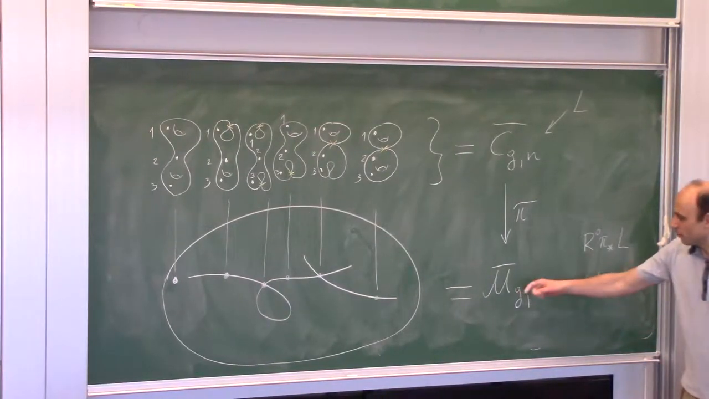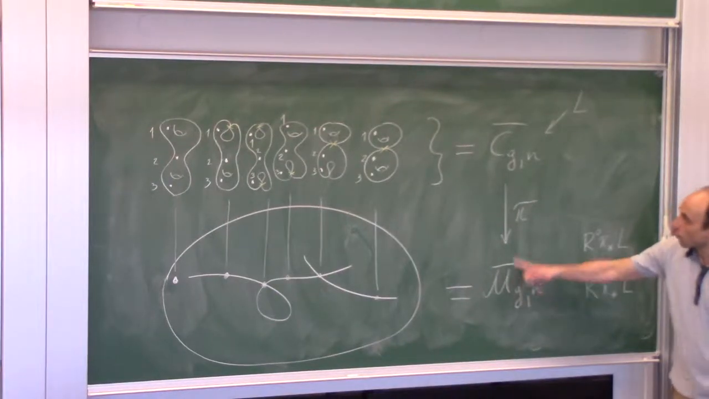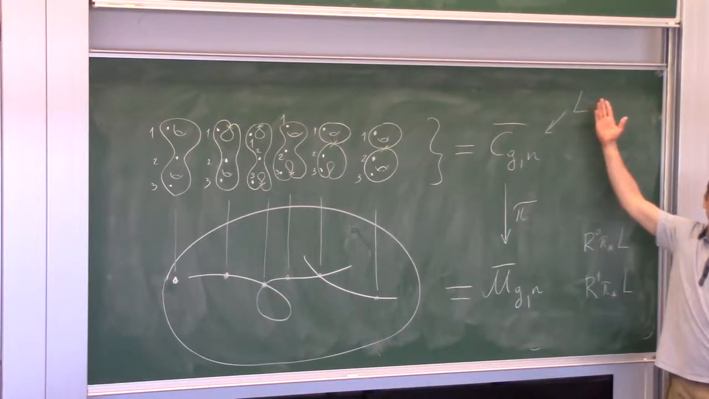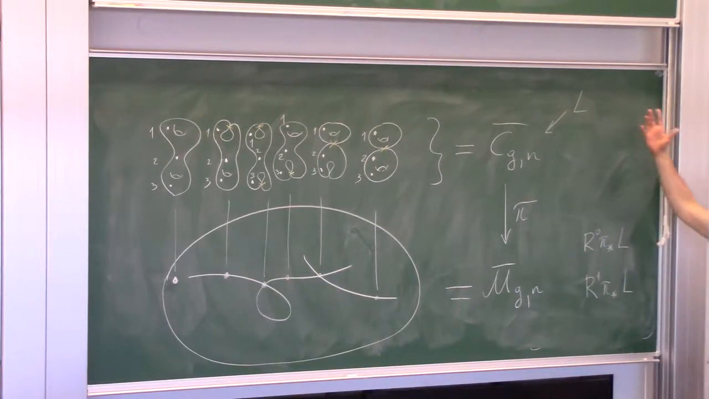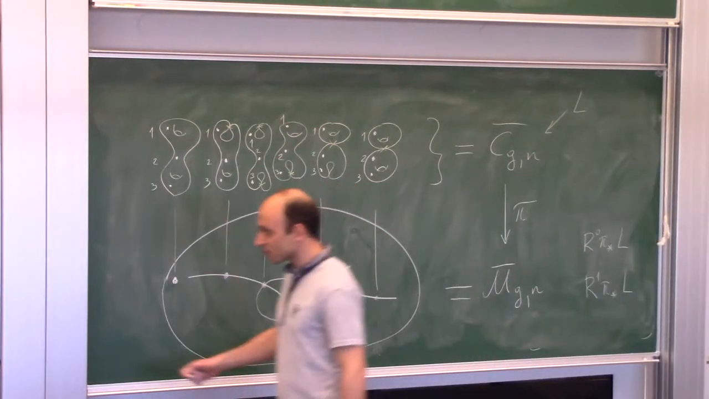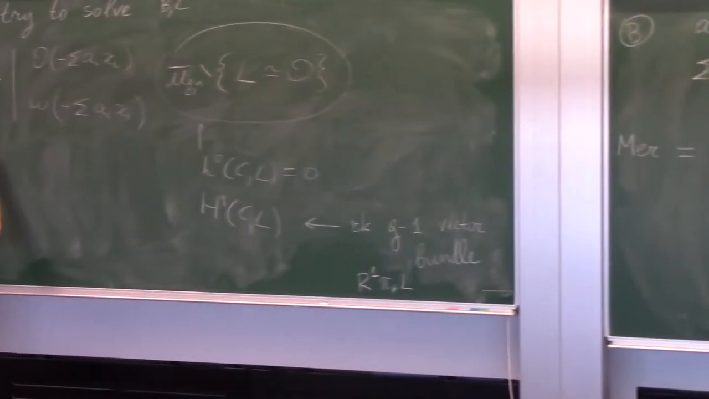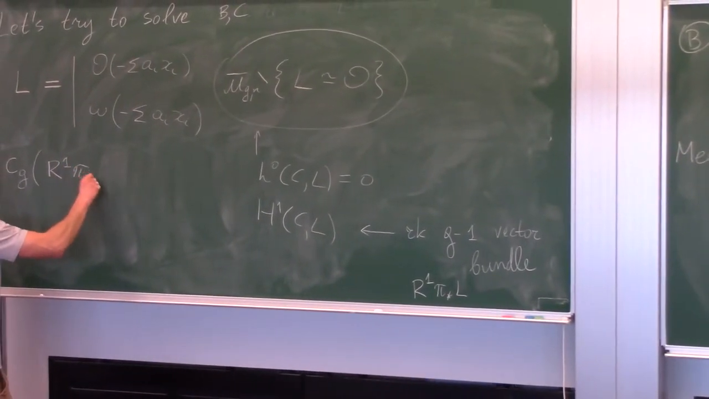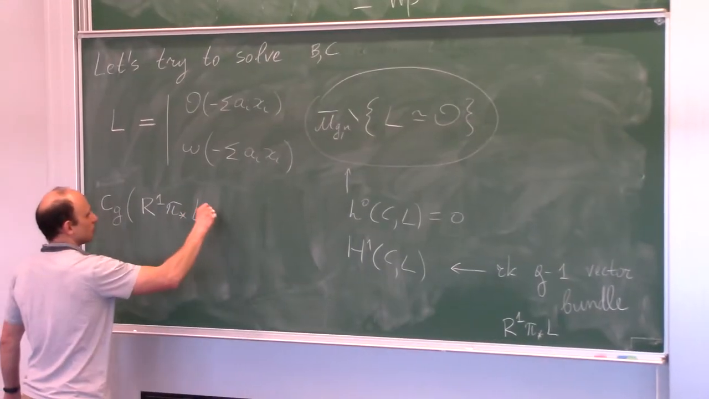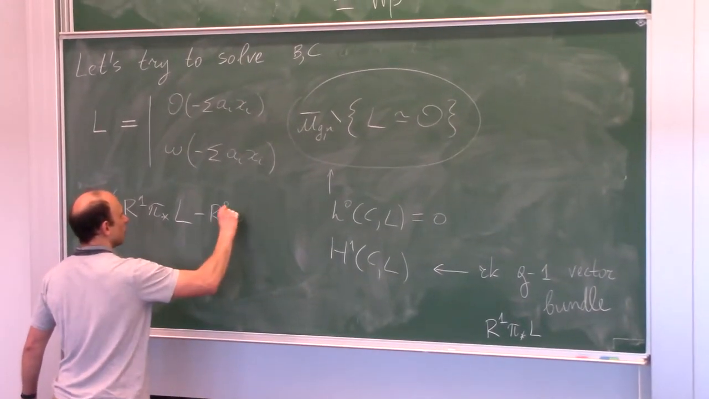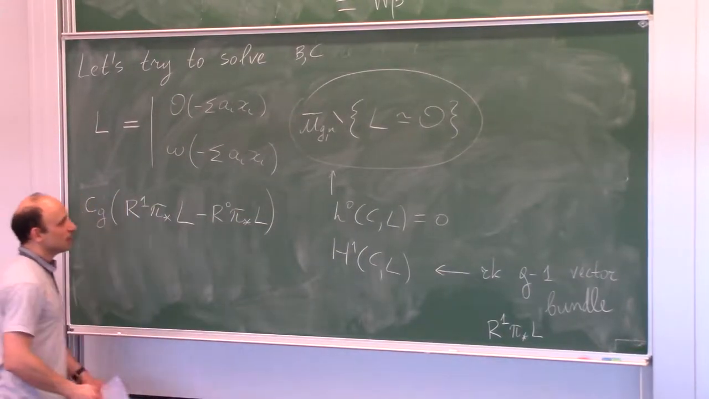roughly speaking, if you take one point here, over one point I have a curve and a line bundle over the curve. And this line bundle has an H0 and an H1. And when you have a family, you can glue these H0s and H1s into two sheaves called R0 pi star L and R1 pi star L. Okay. So if I take R1 pi star L, and I'm actually going to subtract R0 pi star L for a reason I will explain in a moment.